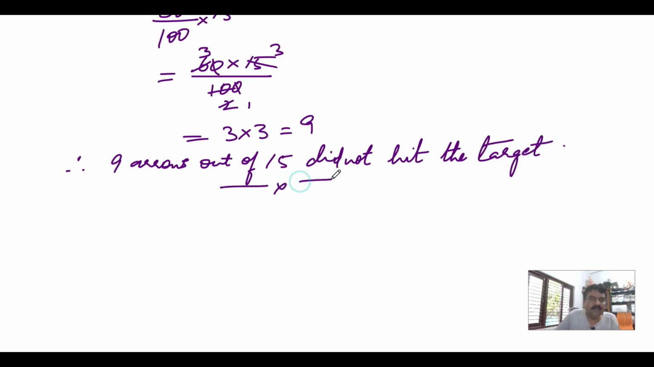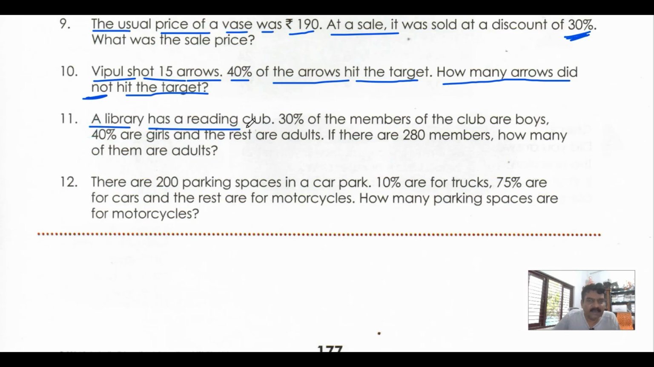Let's go now to the next question. A library has a reading club. 30% of members of the club are boys. 40% are girls and the rest are adults. If there are 280 members, how many of them are adults? This is also a very simple question. Okay, so how many members are there in total? 280 in a reading club.